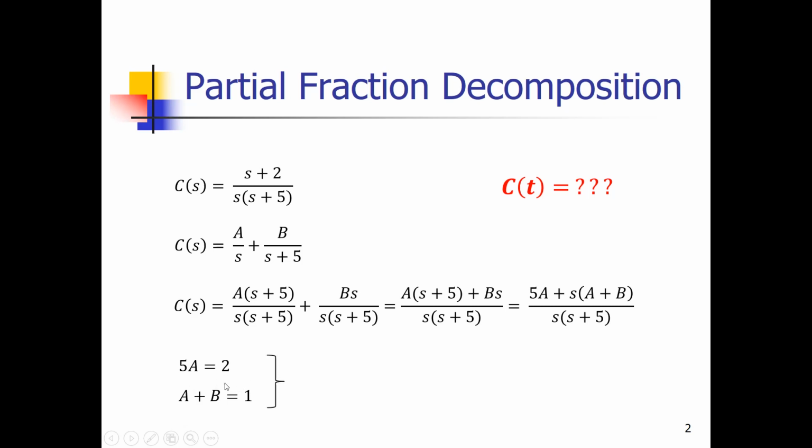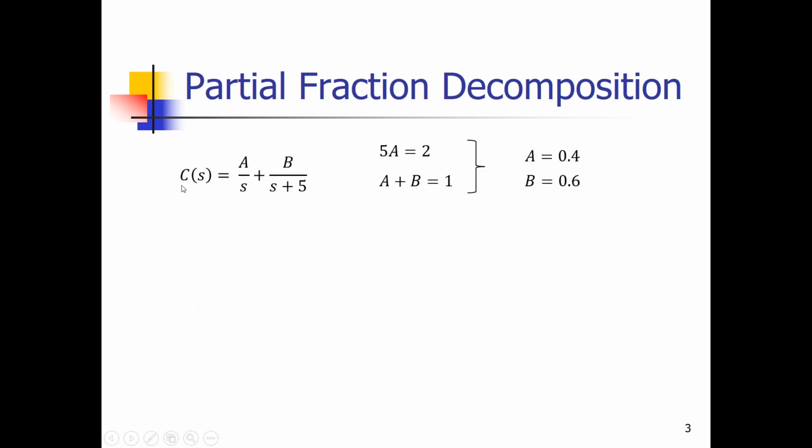So this is an easy one. 5 times a is 2, so a is 2 over 5, which is equal to 0.4. When we know a, we can also calculate b, because b is 1 minus a, so b is 1 minus 0.4, which is equal to 0.6. So now we have solved a and b.